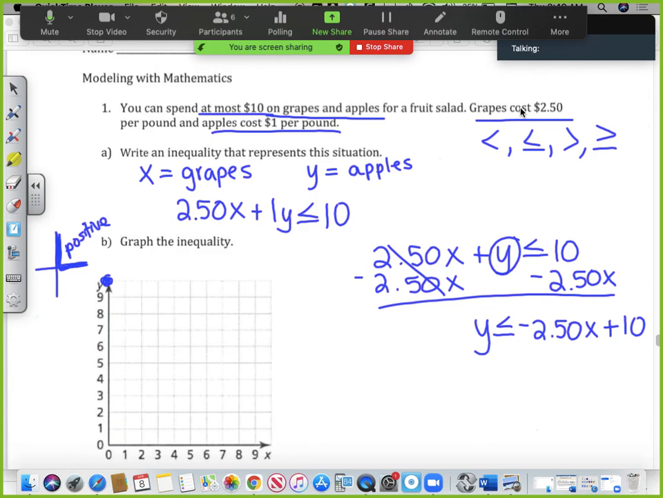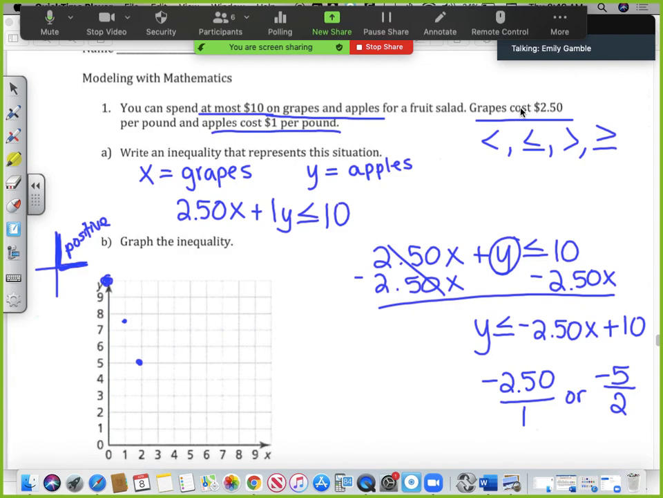Now the slope is negative 2.50. So we can think of this a couple ways. We can think of that as negative 2.50 over 1. Or we can think about what fraction that actually is. Negative 2.50 is the same thing as negative 5 over 2. Either way, you would go down 2 1/2, 1, 2, and a half, and over 1 and get to another point. Or you can go down 1, 2, 3, 4, 5, and over 2, and it'll give you that same line.